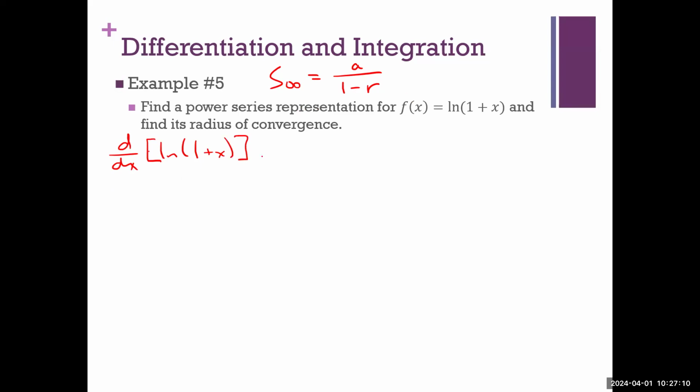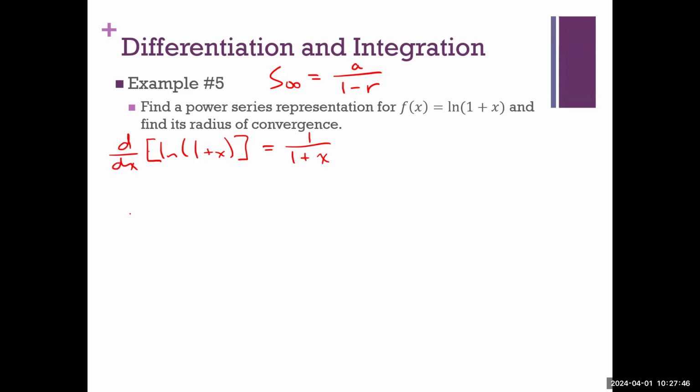The derivative of a natural log term inherently gives you something of the form 1 over a function. So in this case, the derivative of natural log of 1 plus x should give me 1 over 1 plus x, right? And I have to worry about the chain rule. 1 over 1 plus x, what's the derivative of 1 plus x? Okay, so I think we're done. The derivative of this is equal to 1 over 1 plus x. Is 1 over 1 plus x something I can think about as a geometric series?